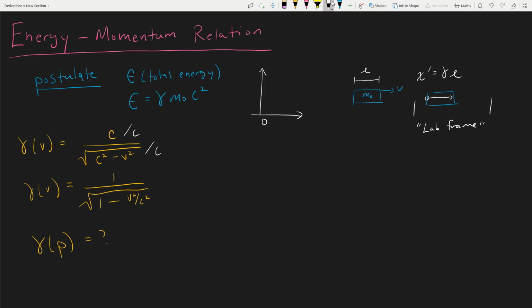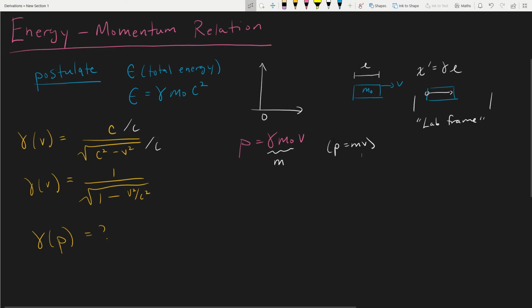Okay, so to get the relativistic momentum, what we're going to do is we're going to show that P is equal to gamma times the rest mass times v. It's not difficult to show. And all we're saying really is that gamma m naught is equal to some mass m. Okay? And of course P equals mv is our standard equation for momentum.